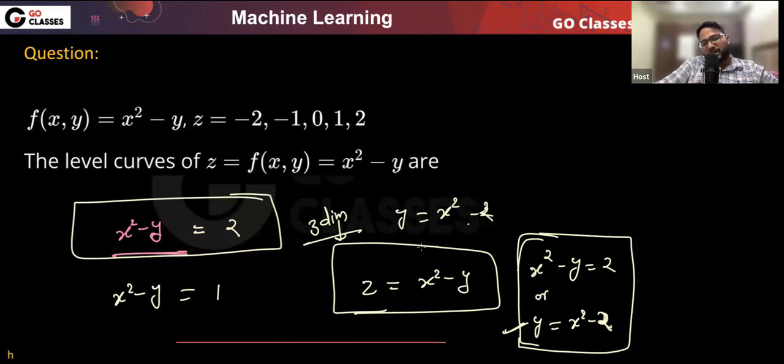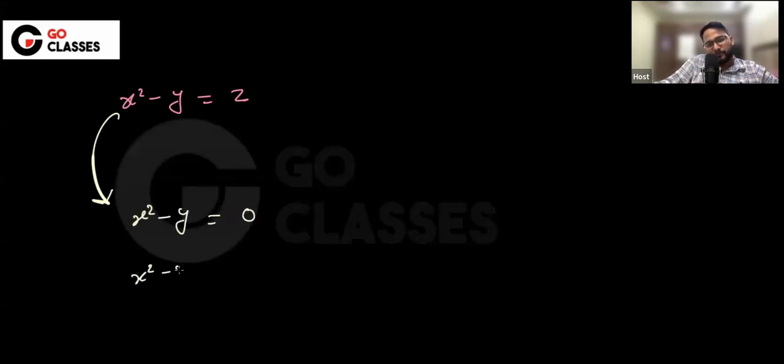Now basically, given this function which was in 3D, if you want to plot the contour, then what are you doing actually? This is the 3D function. If I want to plot the contour, what is the step? The step is to put the values of z, right? Put the values of z.